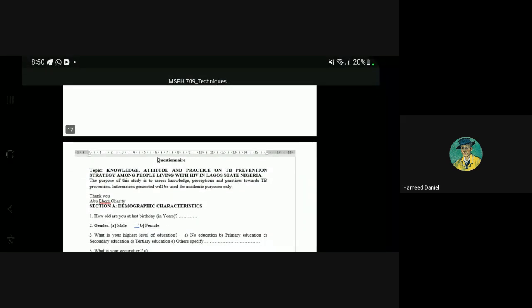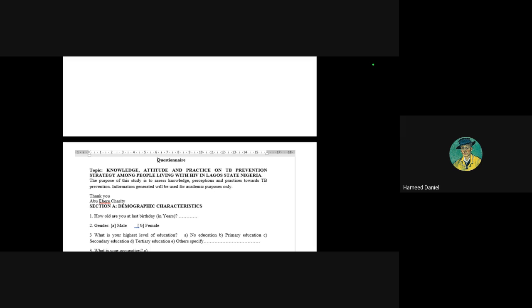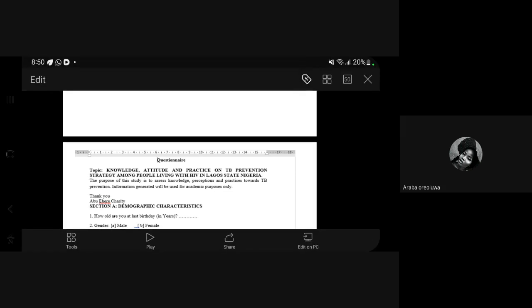Before I go there, based on what Moses must have talked about, your research questions and objectives. So seeing this topic now, knowledge, attitude, and practice on TB prevention strategy among people living with HIV in Lagos State, Nigeria. So please, I want somebody to tell me what are the research questions that I can form from this? What are the research objectives that I can form from this?